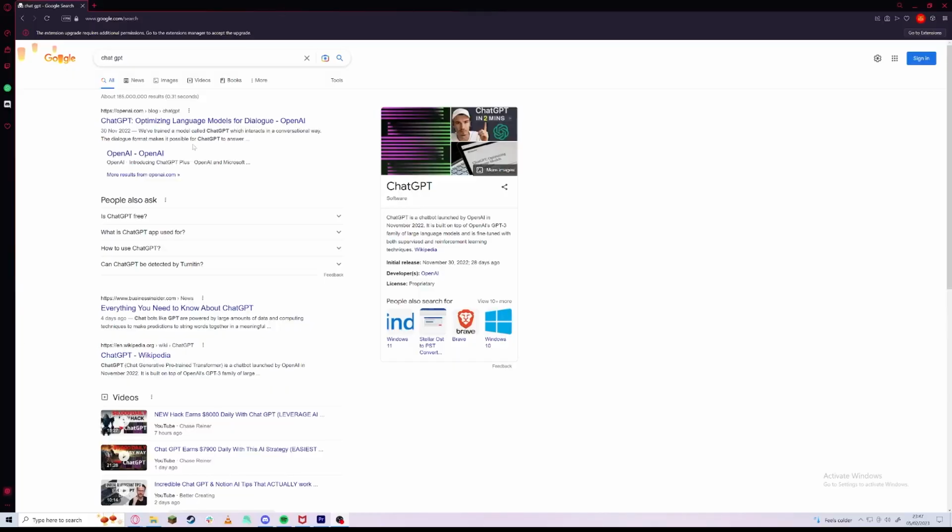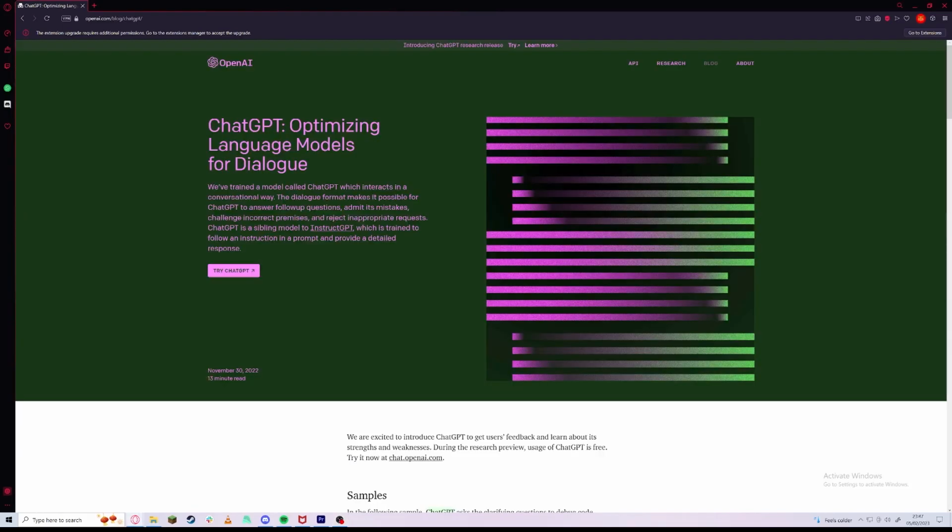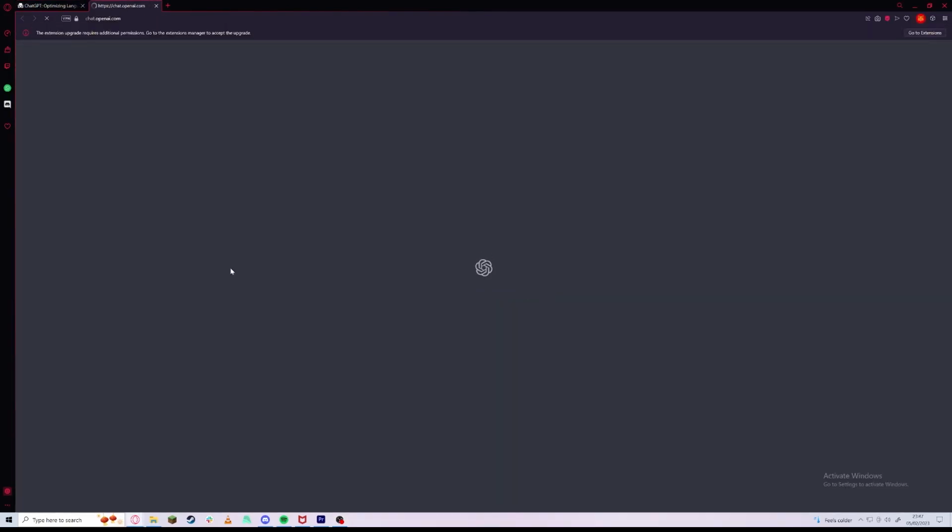Once you search ChatGPT on Google, you'll see the OpenAI website, which will take you to ChatGPT, where you can log in and use the AI free of charge with no limits.